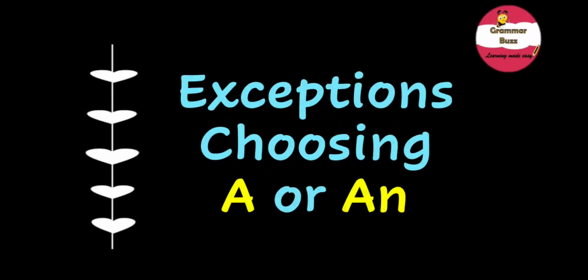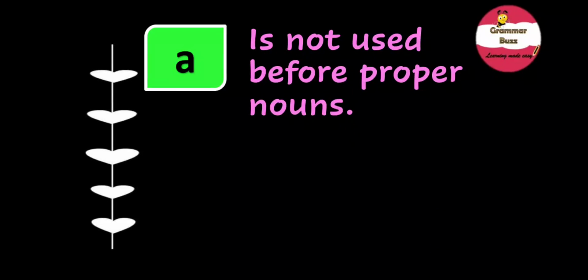Remember, there are few exceptions to the general rule of using a before words that start with consonant sounds and an before words that begin with vowel sounds. Let's get to know them one at a time. The article a is never used before proper nouns. If it is used before proper nouns, then it changes the proper noun into a common noun. So we never use a before the proper nouns.